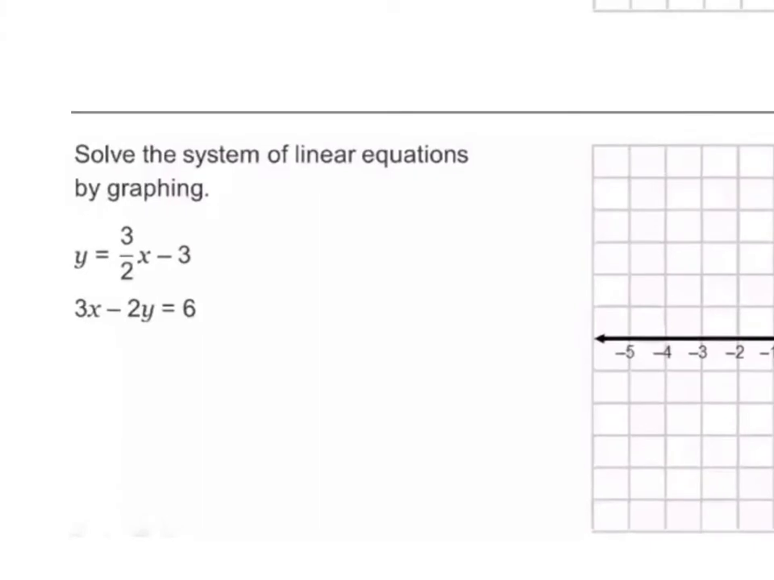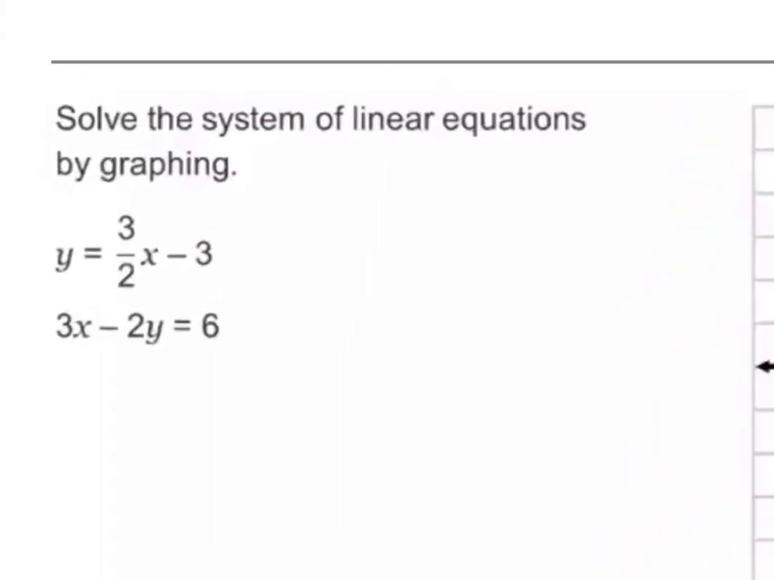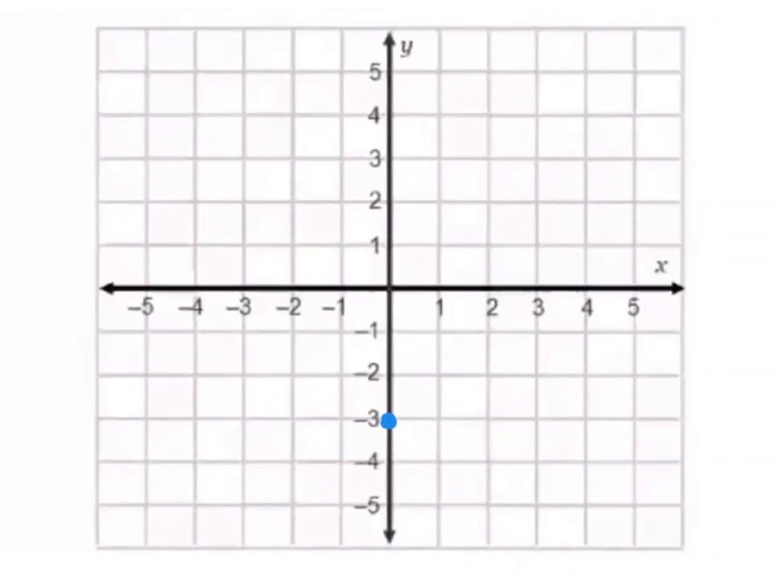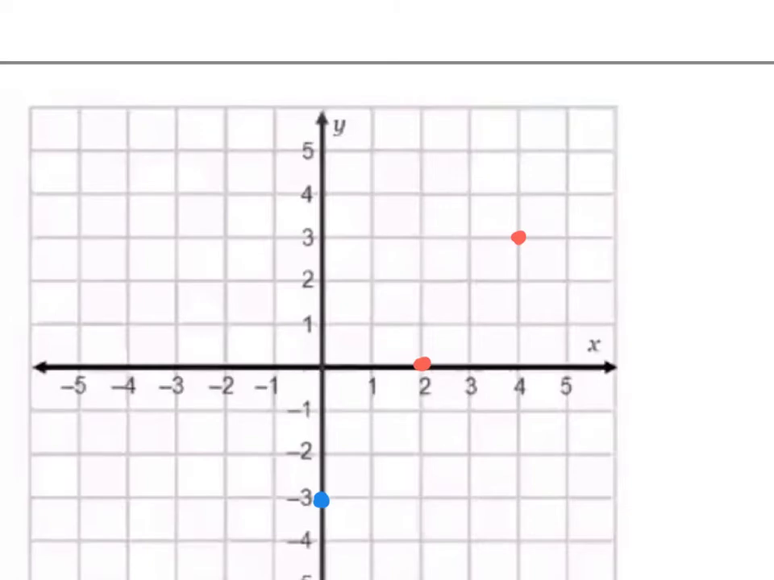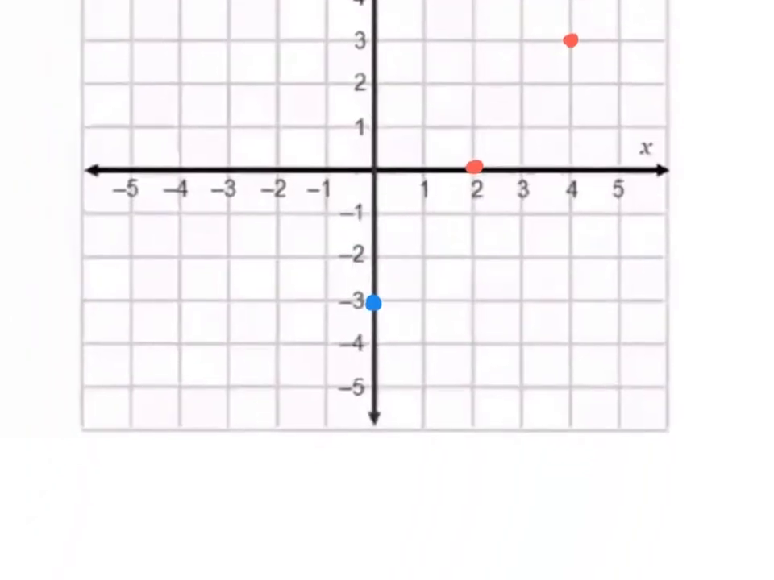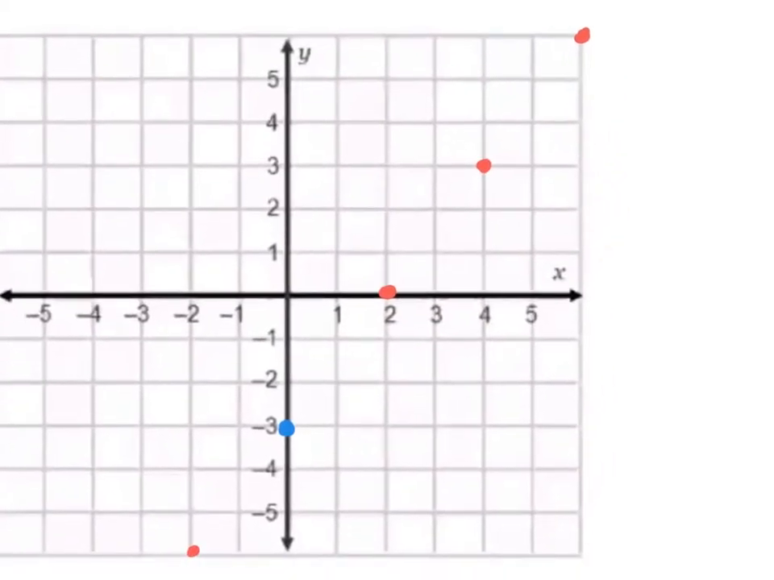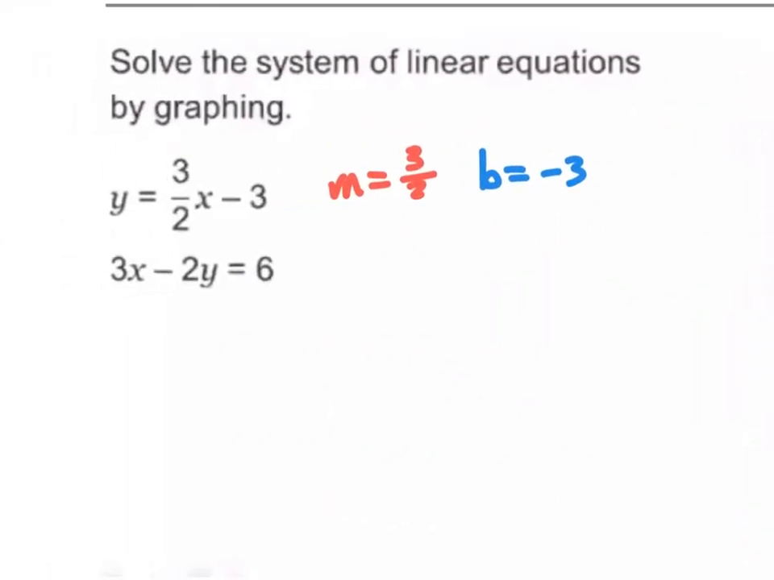Now I'm going to go ahead and graph this first one, and this is in slope-intercept form, so my slope is equal to 3/2, and my y-intercept, b, is equal to negative 3. So my y-intercept is negative 3, and my slope is positive 3 over 2. So I'm going to go up 3 and over 2, up 3 over 2, and then down 3 to the left 2 and plot those points. So I'm going to go ahead and connect those with a line.